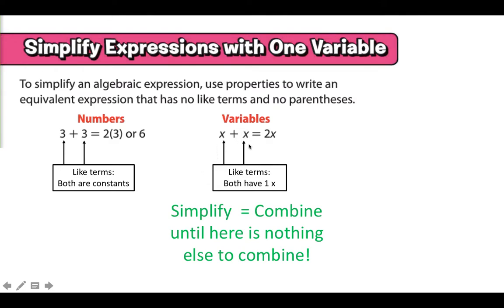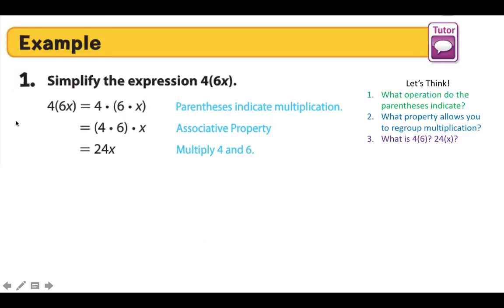We can combine these like terms because they both have one x. And when we have one x and we add another x to it, that gives us 2 x's. Look at example number 1. We're going to simplify the expression 4 times 6x.